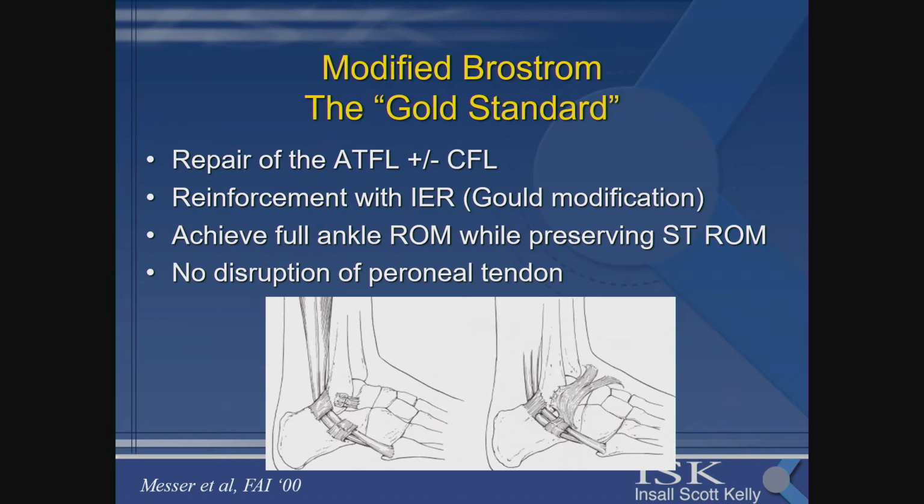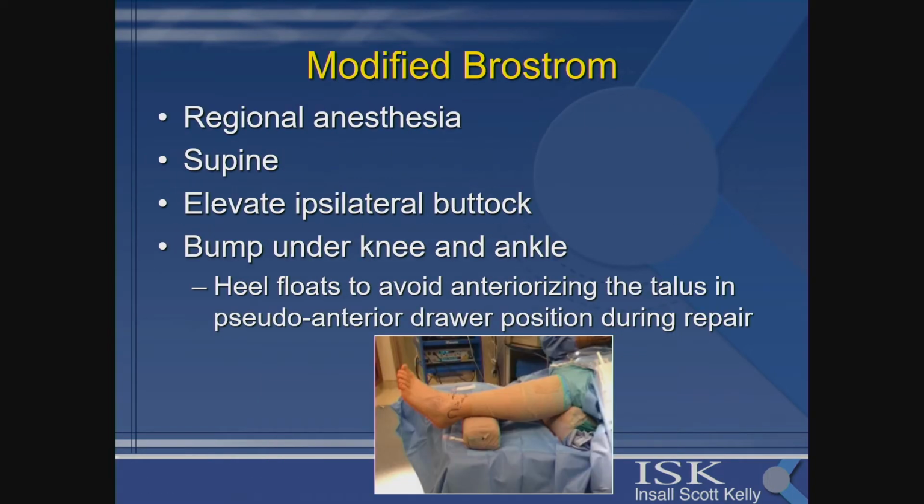So the gold standard, again, is the modified Brostrom, described back in the 1960s, where you repair the ATFL and possibly the CFL. You reinforce it with a band of the inferior extensor retinaculum. It allows you to achieve full ankle range of motion. You preserve the subtalar joint. You don't disrupt the tendons.